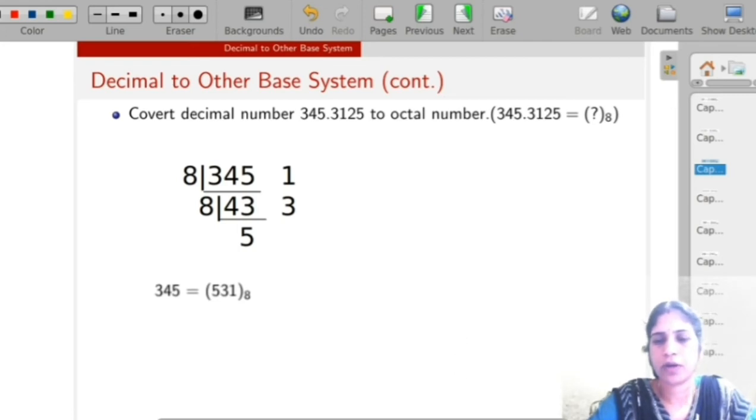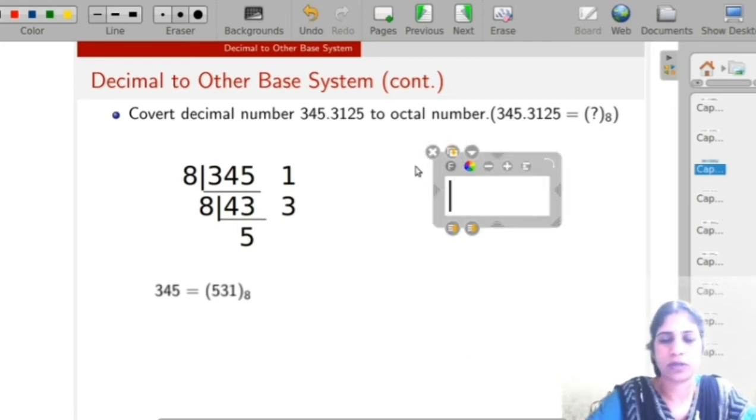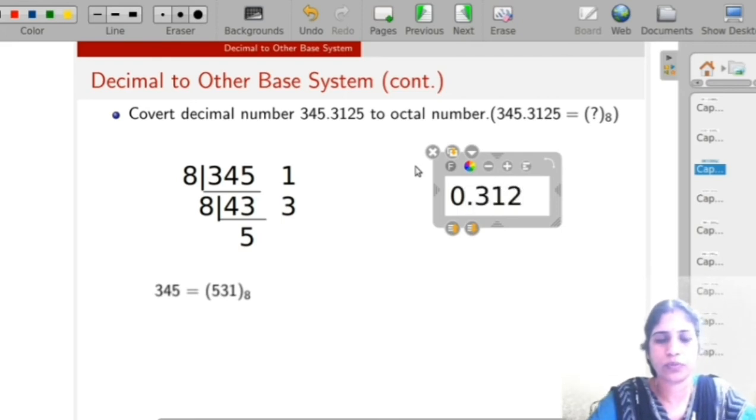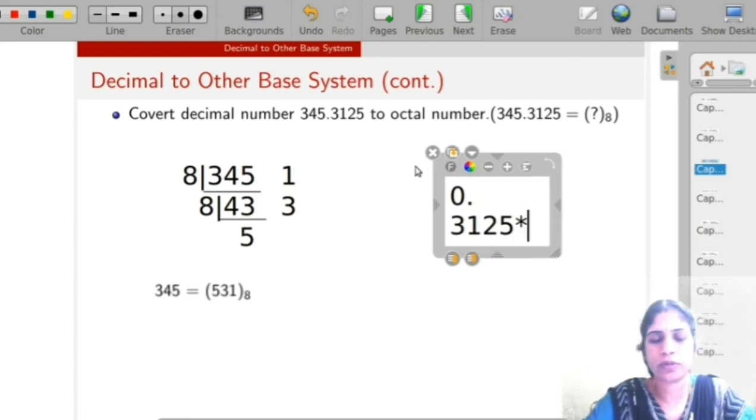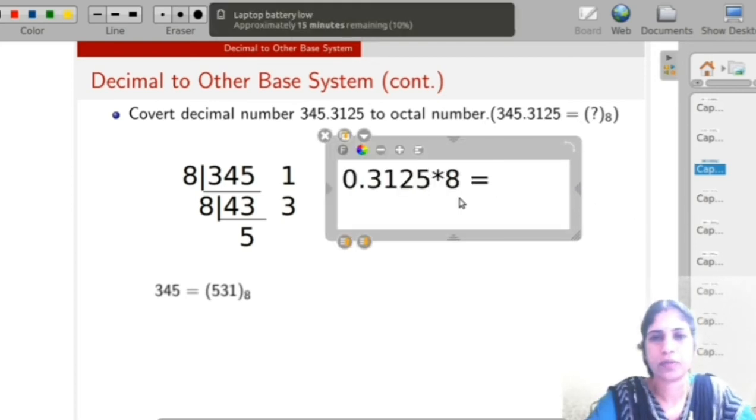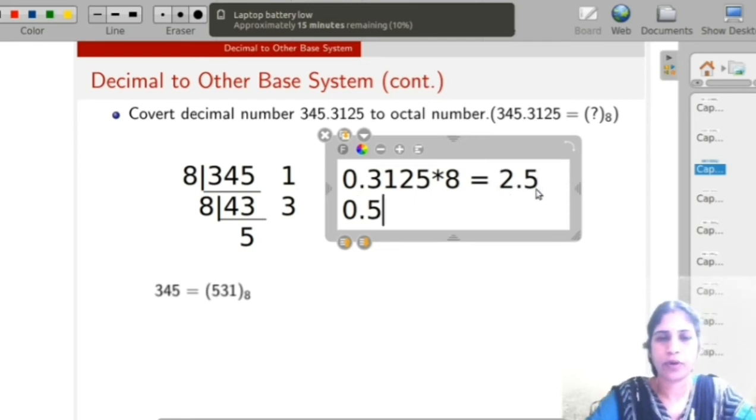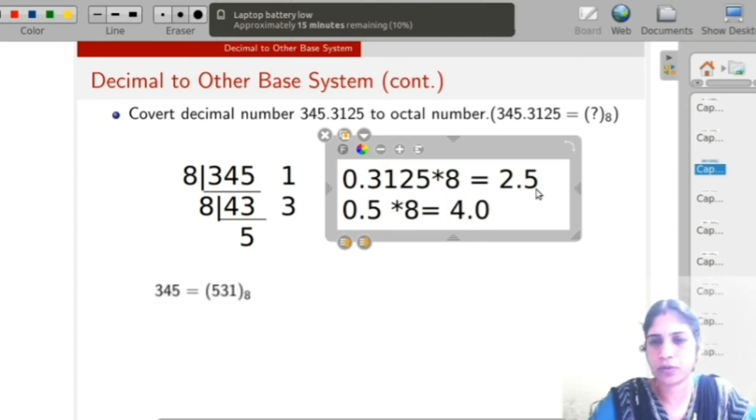Okay, next we have to convert the fractional number, that is 0.3125, into an octal number. So we multiply 0.3125 by 8. When you multiply 0.3125 by 8, we get 2.5 as the answer. So here 2 is the integer part. This is the first digit of the octal number. Then take the fractional part 0.5, it is again multiplied by 8. So we get 4.0. The fractional part is 0, so we stop the process.